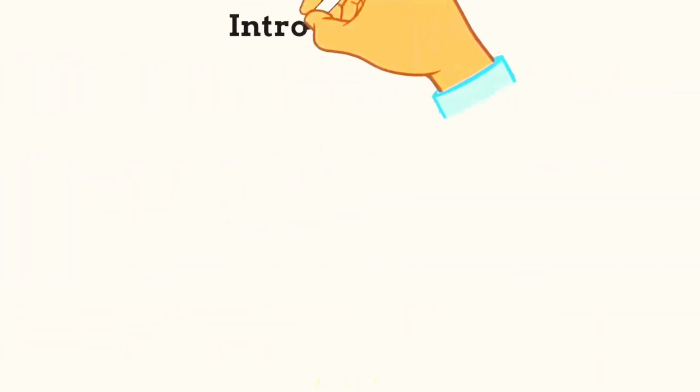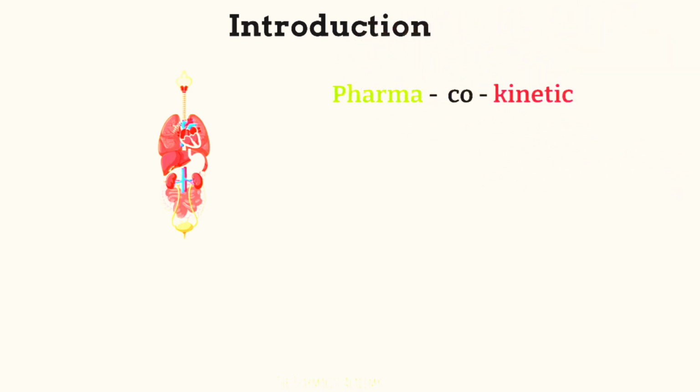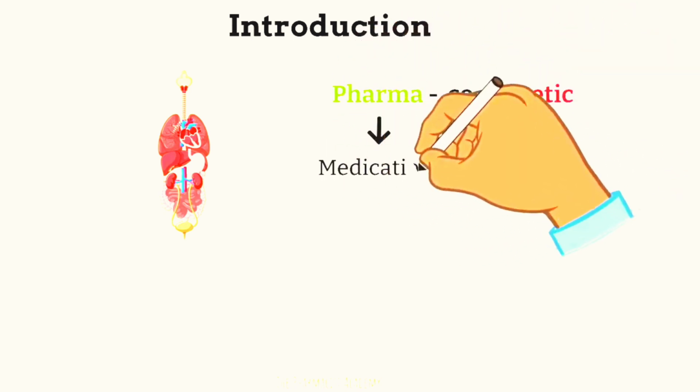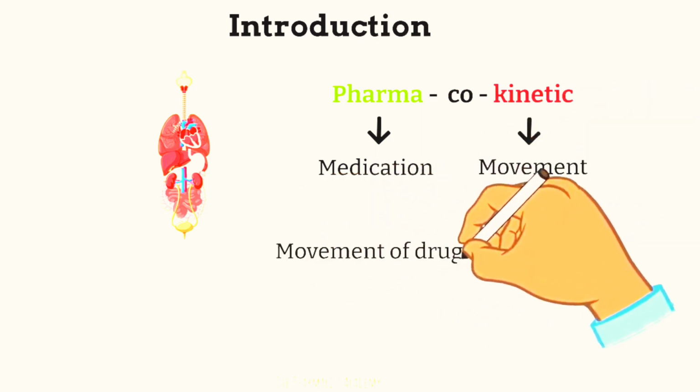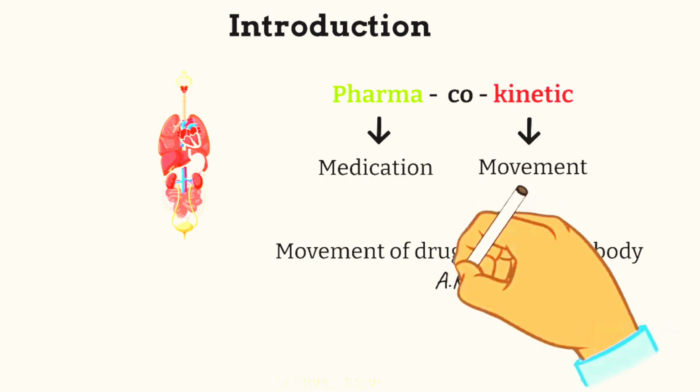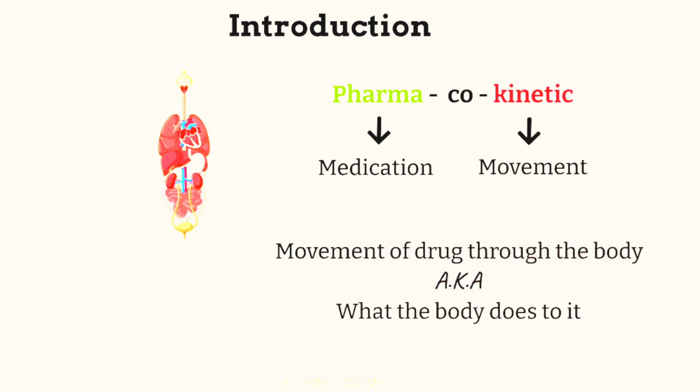On pharmacodynamics. So keeping a visualization of the human body in our head, PK can be broken down into two, pharma and kinetic. Pharma means medication and kinetic refers to movement. So it's basically the movement of drugs through the body. Sometimes we refer to it as what the body does to the drug from the time it enters the body till it's excreted. And as we know, drugs can enter the body through several ways.